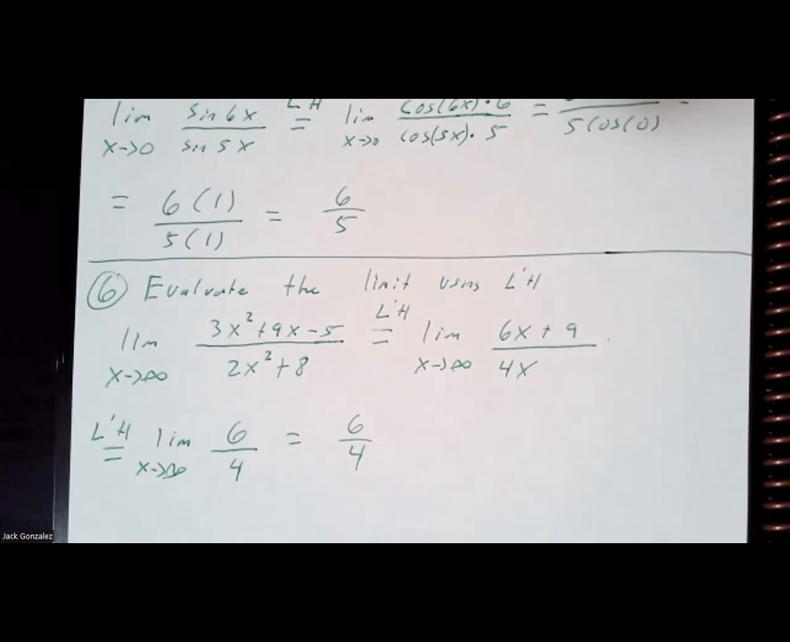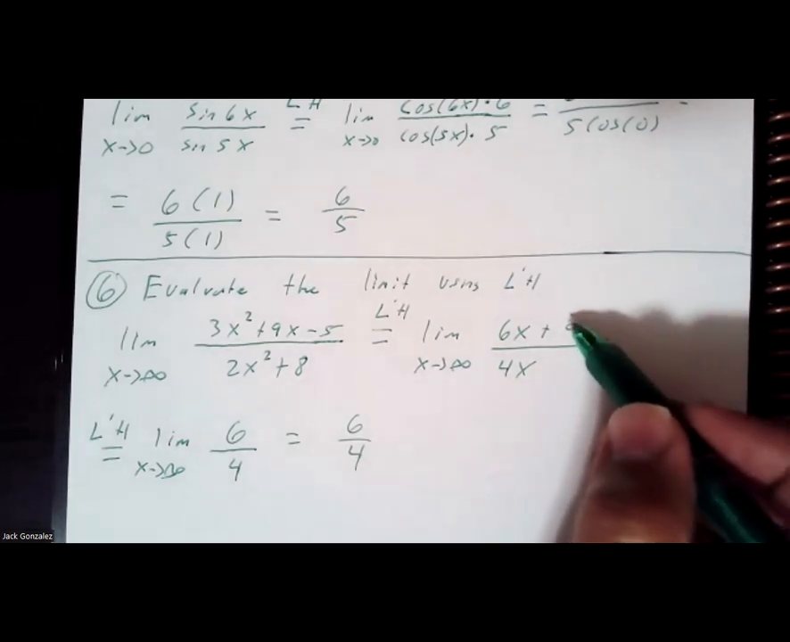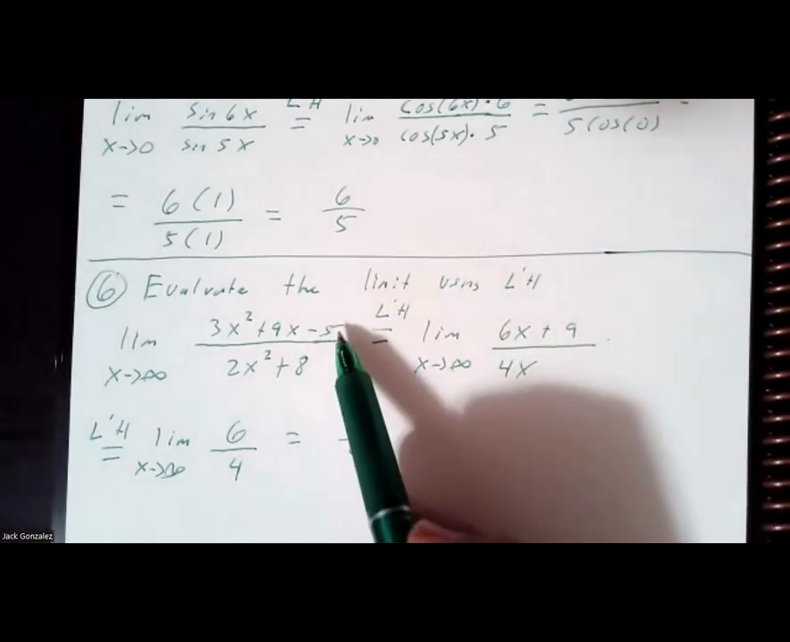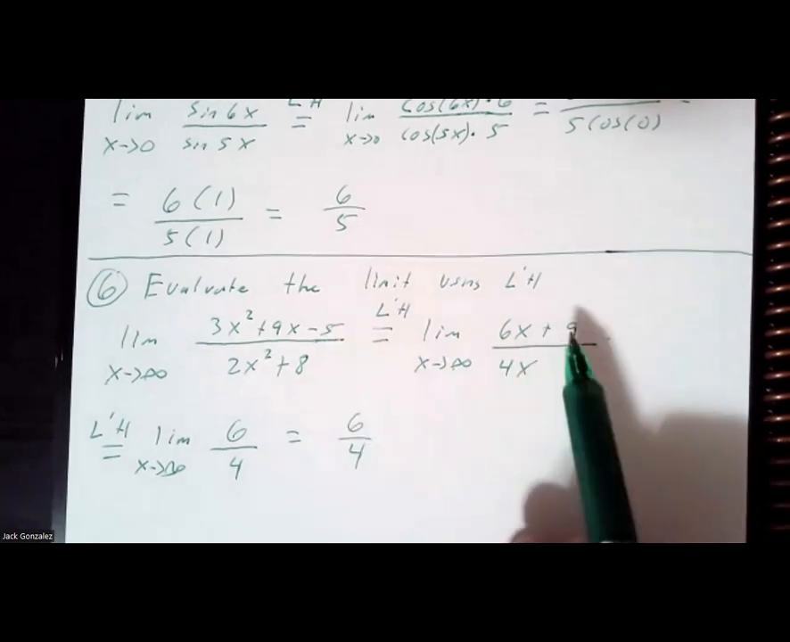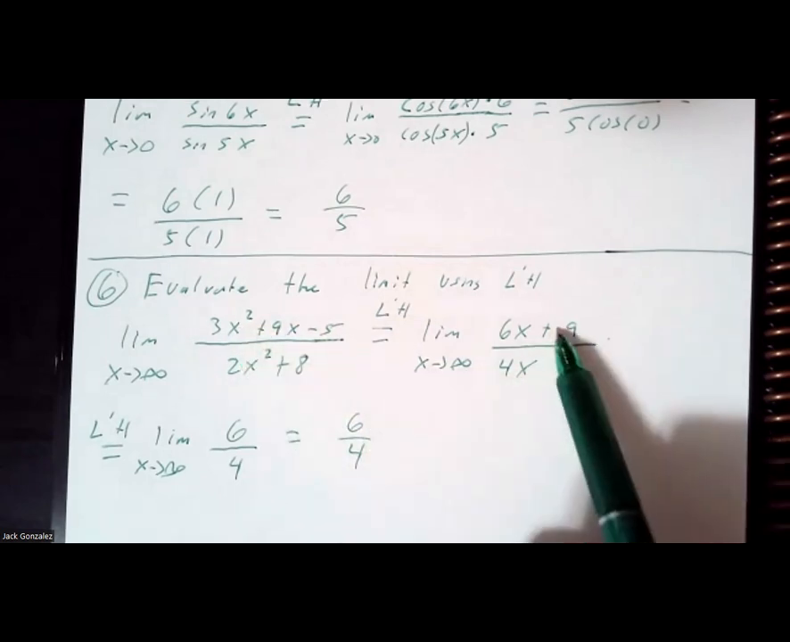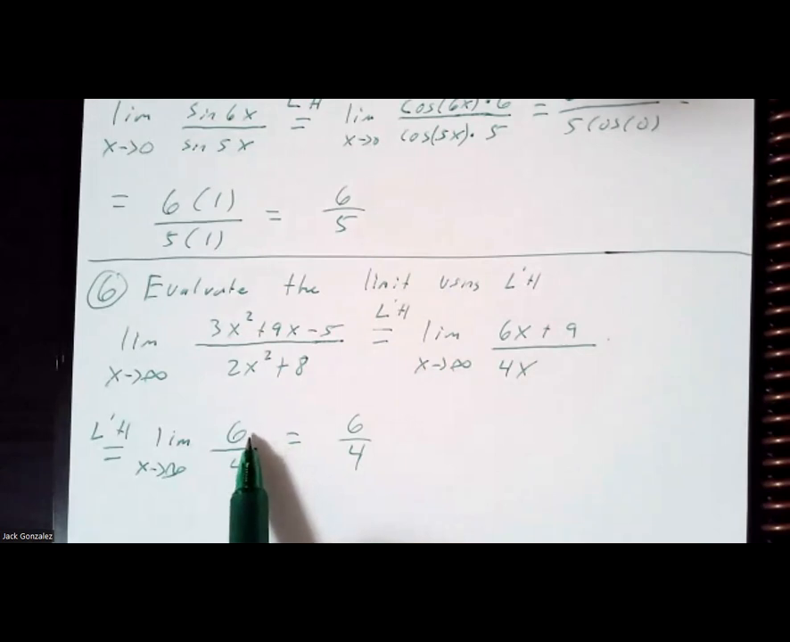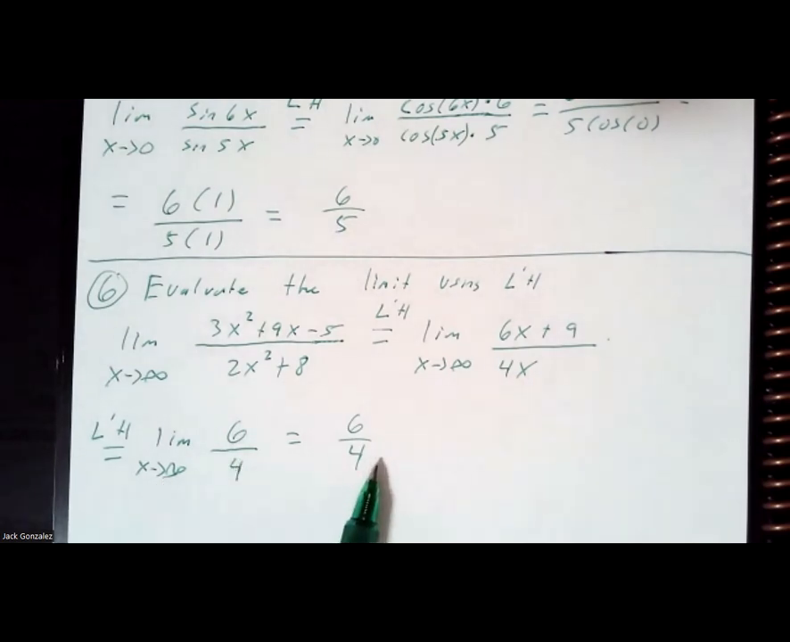Alrighty, let's see. You would take the derivative of the constant, it'll be 0. Just like this one, derivative of -5 is 0. Derivative of 9x is 9. Derivative of 3x squared is 6x. So do another one. This is going to be gone, and the 6x becomes 6. At this point, you let x go to infinity, but there is no x, so it's just going to be 6/4 no matter what.